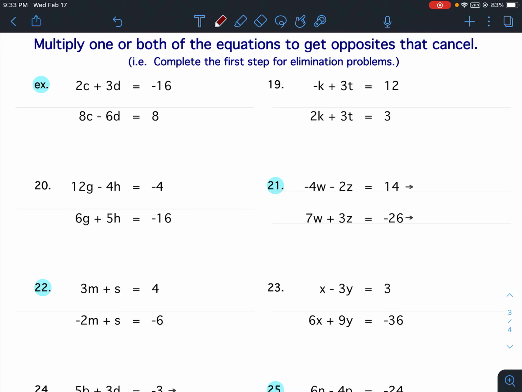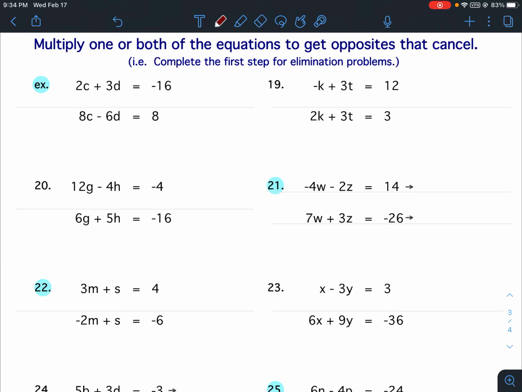Solving equations, lessons 8 through 11, worksheet number 1. For questions 19 through 25, you're going to multiply one or both of the equations to get opposites that cancel. We want to eliminate, so remember this is the first step in elimination, we want to eliminate one of the variable terms. So you're either going to have to multiply one or both of the equations to eliminate a variable term.